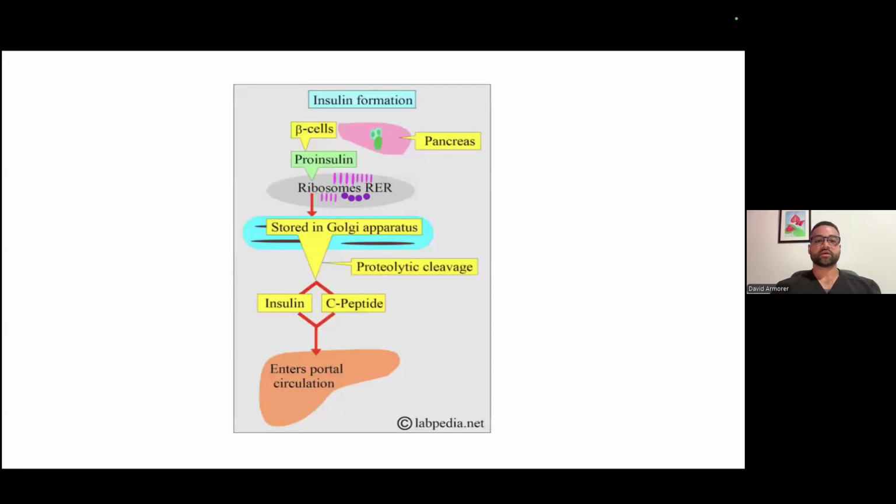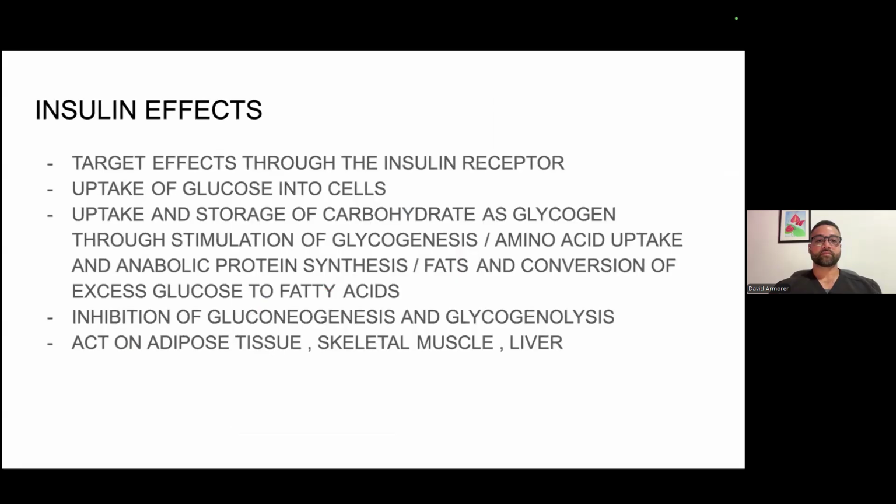So here's a small diagram about insulin formation. It shows where it's formed in the beta cells, down to proinsulin, where it's packaged in the ribosomes and stored in the Golgi apparatus, and where there's proteolytic cleavage to break it down into insulin and C-peptide, and it enters the portal circulation where it exerts its effects. So moving on to the insulin effects.